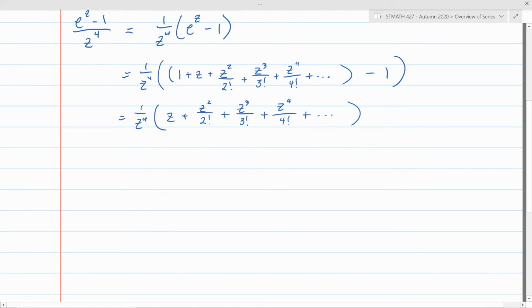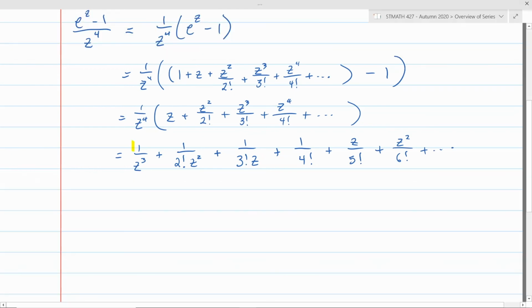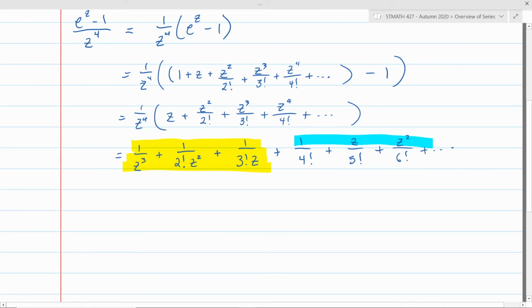And now let's distribute that 1 over z to the 4th, and I'll get 1 over z cubed plus 1 over 2 factorial times z squared, plus 1 over 3 factorial times z, and then there'll be a 1 over 4 factorial, and then the next one would be z over 5 factorial plus z squared over 6 factorial. Of course, now we can see our Laurent expansion. Here's the negative exponent part of it in yellow, and then over here's the positive exponent part.